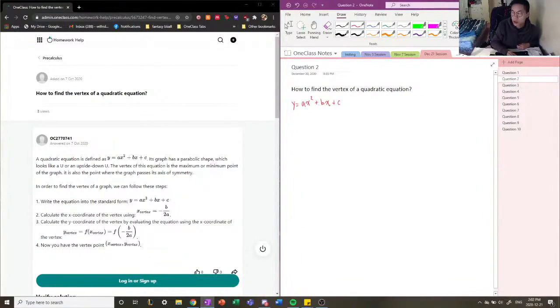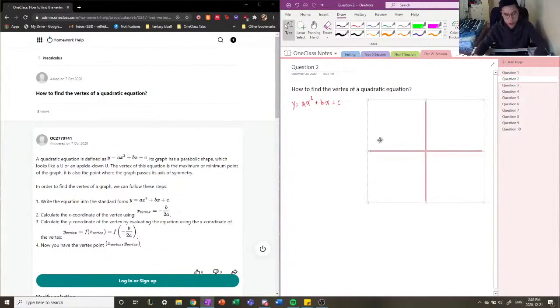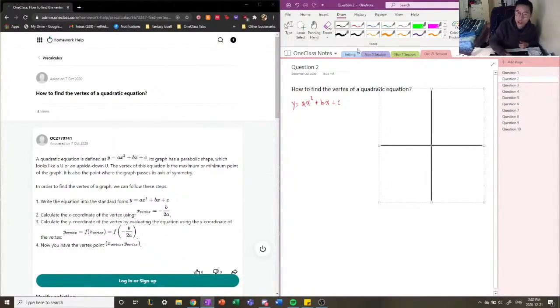Okay, so what they mean by a vertex is that if we were to plot out our quadratic functions on a graph, they have two different orientations, okay? And these orientations are dependent on the values and the signs of the coefficients. We won't get into that too much.